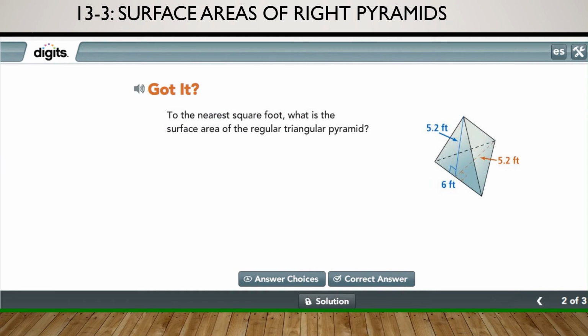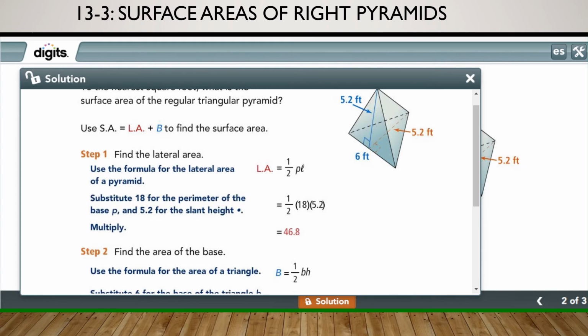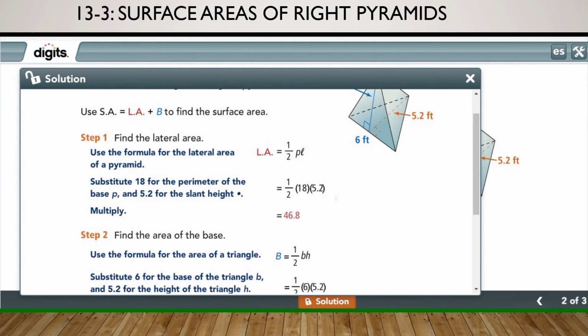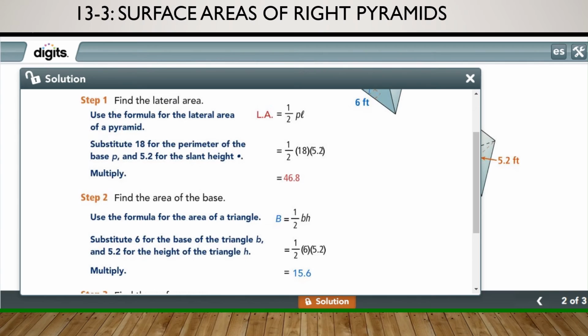Part 2, got it. To the nearest square foot, what is the surface area of the regular triangular pyramid? All right, here is how you will go about solving this. You use the surface area formula, which is surface area equals lateral area plus the area of the base. In step 1, we have to find the lateral area. We know we use this lateral area equals 1/2 perimeter of the base times the slant height.